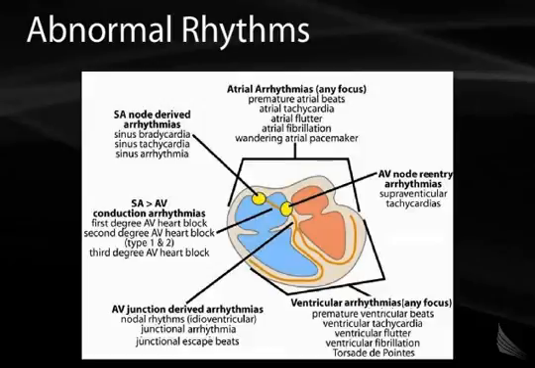Ventricular arrhythmias include premature ventricular beats, ventricular tachycardia, also known as VTAC, ventricular flutter or ventricular fibrillation, also known as VFib, or torsade de pointe, which is a type of ventricular tachycardia, originate in the ventricle. Junctional-derived arrhythmias, such as nodal rhythms, which include idioventricular rhythms, junctional arrhythmias, and junctional escape beats, are derived from the AV junction. Other arrhythmias which occur because of heart block between the SA node and the AV node include first, second degree, and third degree AV heart block, which we've already discussed.